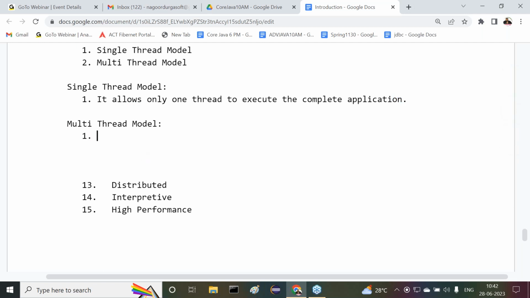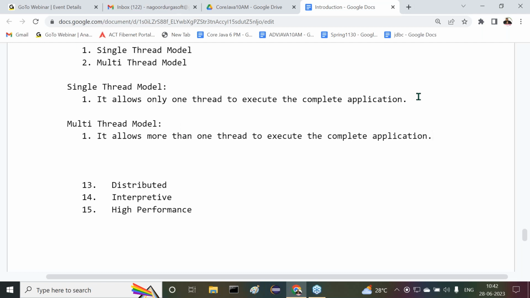Now tell me, what's the point here? We are able to say the multi-thread model. It allows more than one thread to execute the complete application. That's very clear.